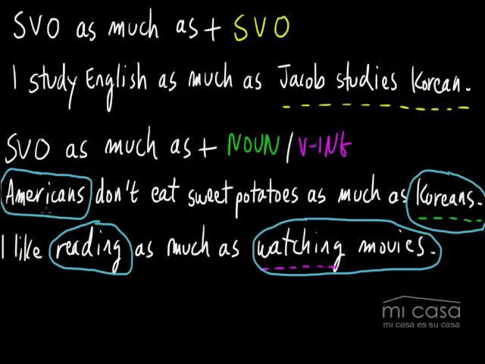Americans don't eat sweet potatoes as much as Koreans eat sweet potatoes. So Koreans here is actually the subject of this next sentence, which is just shortened in this case. And what about this one? I like reading as much as I like watching movies. In this case, watching movies is actually the object of the sentence that's omitted.